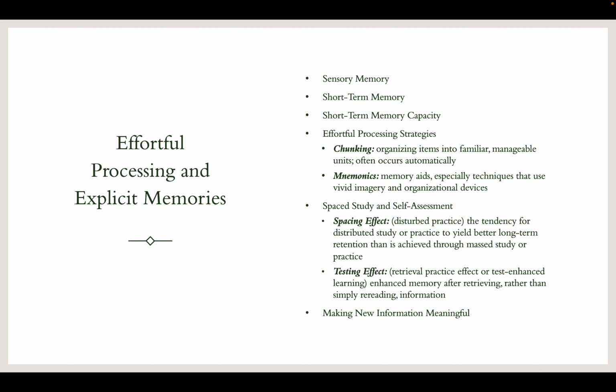The other strategy is mnemonics, and these are memory aids, especially techniques that use vivid imagery and organizational devices. Some examples of this are acronyms, rhymes, songs, stuff like that. So these are ways that you consciously put this information into mnemonics in order to help you remember. An example of this would be Roy G. Biv, to help you remember the order of the colors of the rainbow.